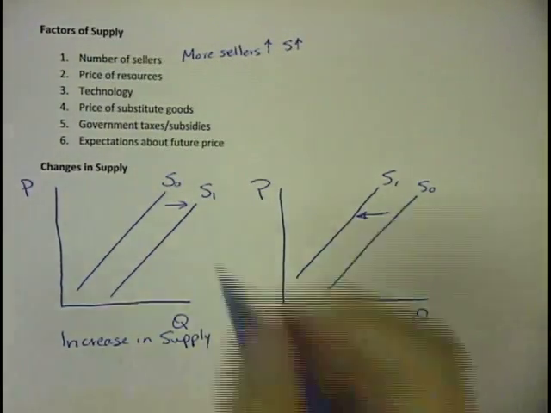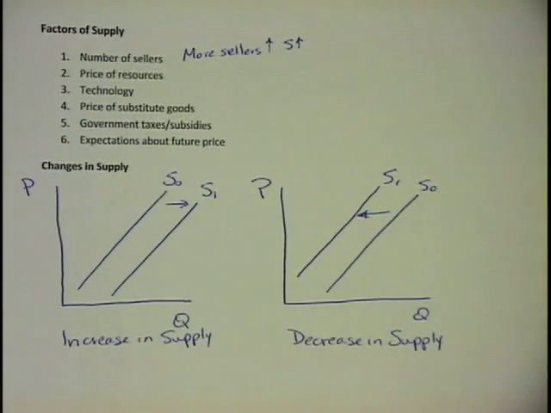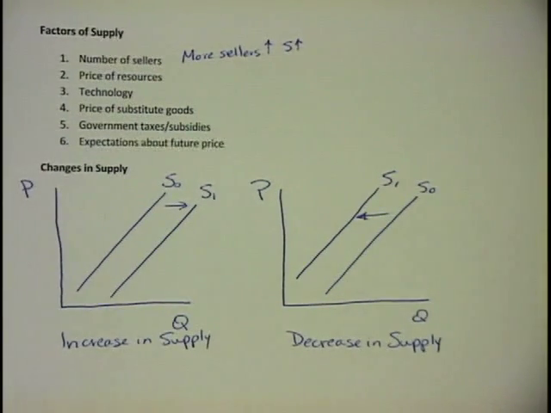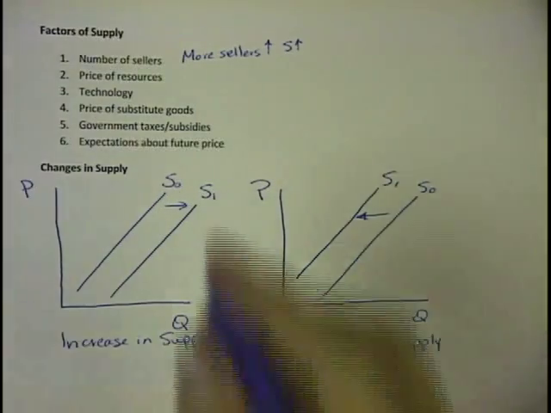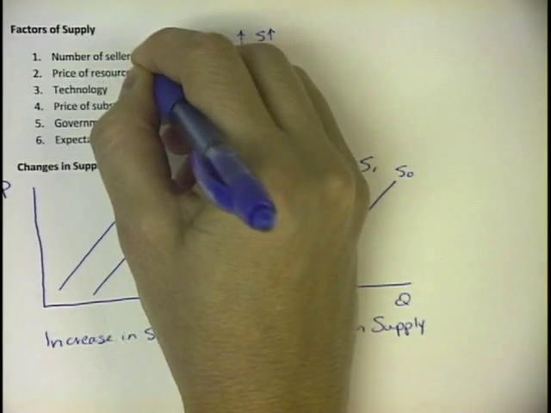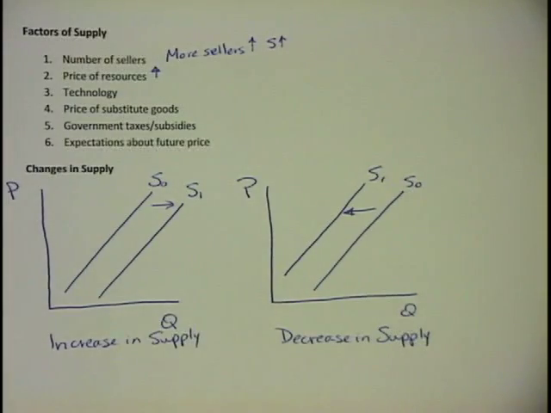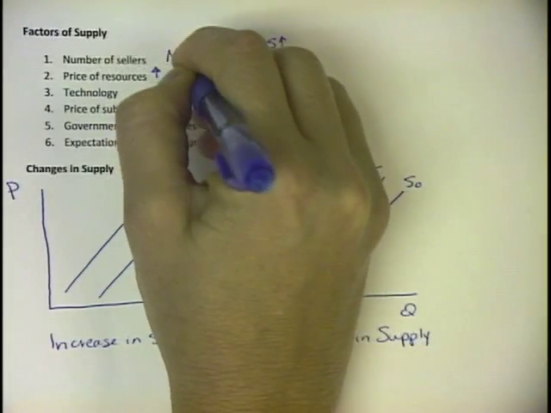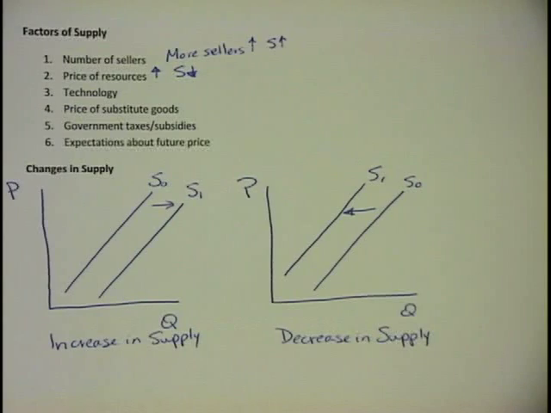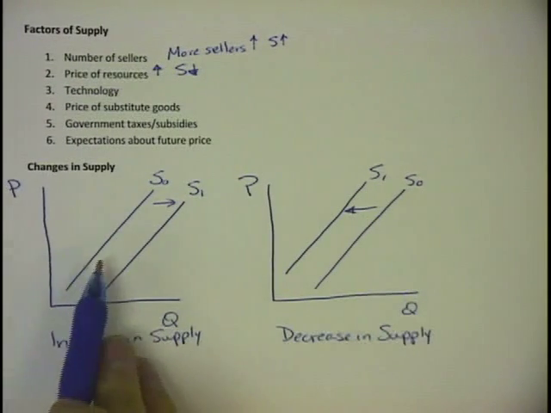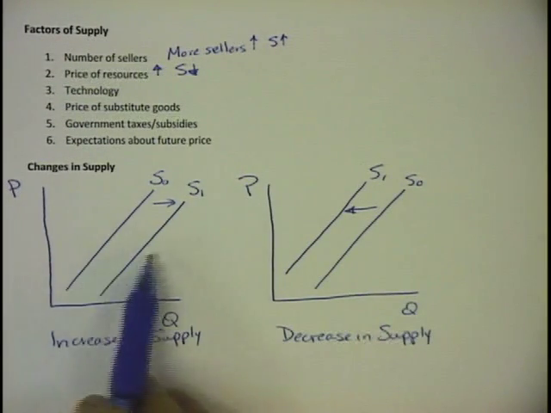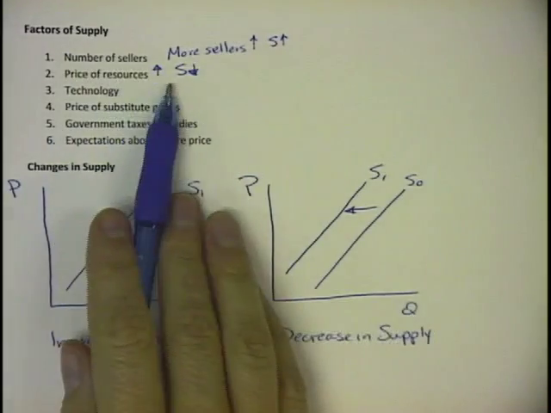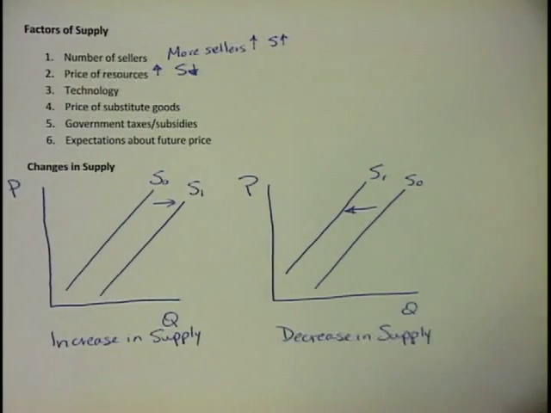So if the price of resources increases, if you're making pizza and the price of cheese goes up, so one of our resources, our inputs, goes up, then supply will decrease. Now don't get confused here and say it'll go down, because this one sort of looks like it goes down, but that's an actual increase. When we say supply decreases, we mean it shifts to the left. If the price of cheese comes down, so the price of a resource decreases, then supply would increase.